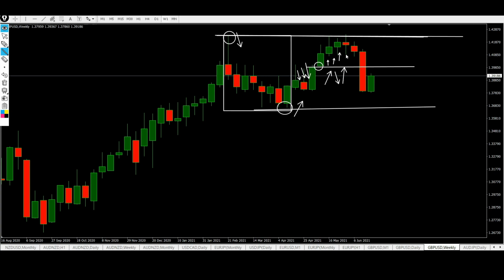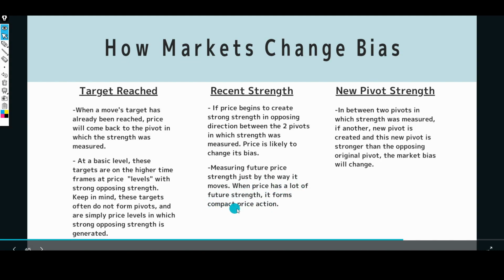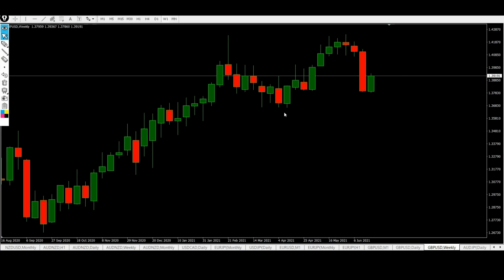All right, so let's go on to the remainder of that text. Measuring future price strength just by the way it moves. When price has a lot of future strength, it forms compact price action. So if you watch my forecast and even in part 1 of this course, I mentioned there are certain ways that price moves which shows future strength, long or short.